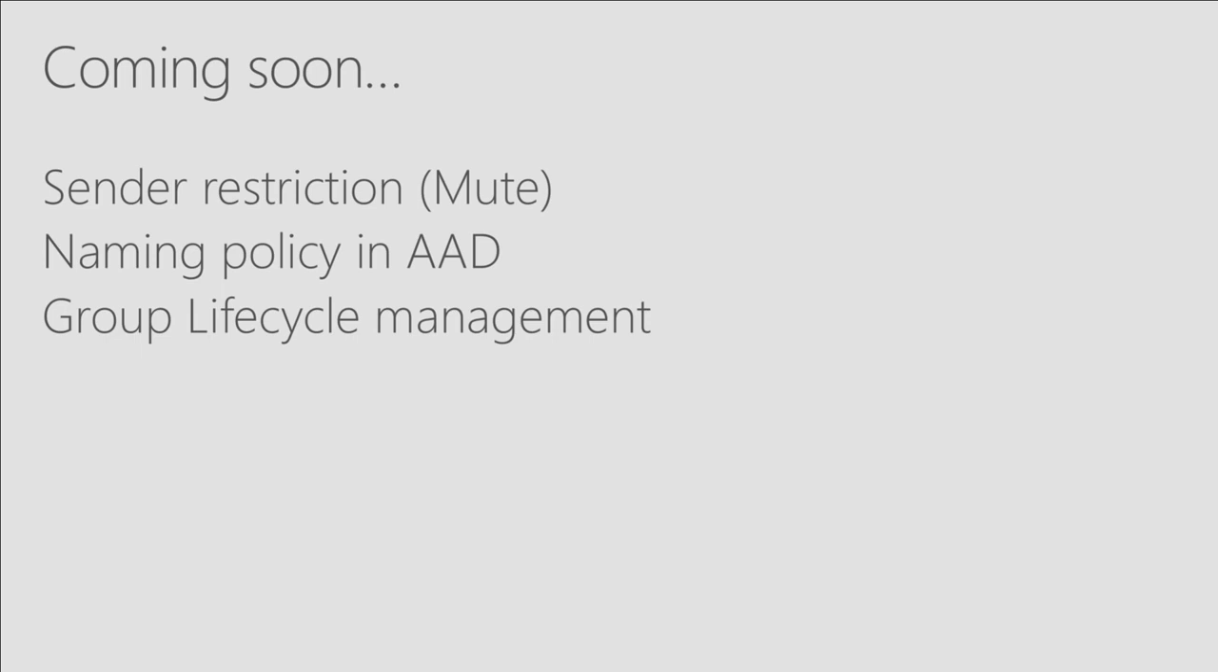Naming policy is currently available. We shipped it early this year in Exchange, but we are also bringing the same powerful ability to add prefix and suffix and word matching and all the awesome capabilities of naming policies in AAD. So whether a group is created in Outlook or in Planner, you get the same functionality of applying those policies consistently. And finally, group lifecycle management has been a huge request for many of our users.